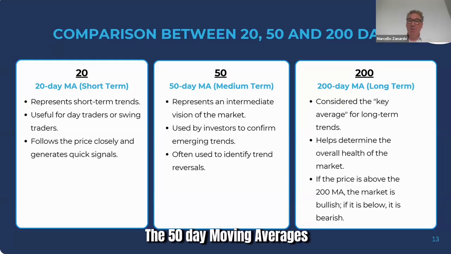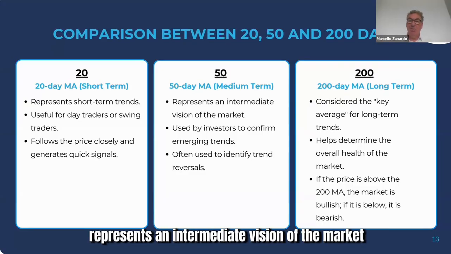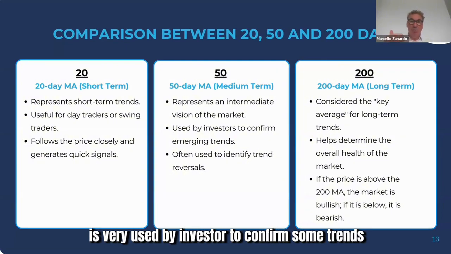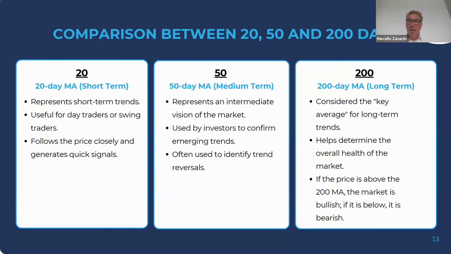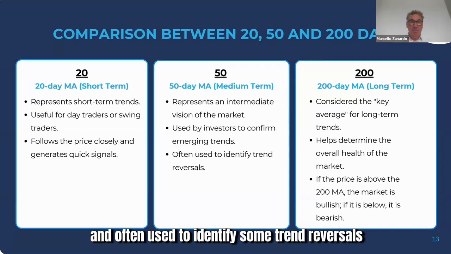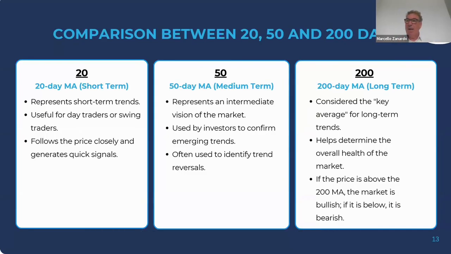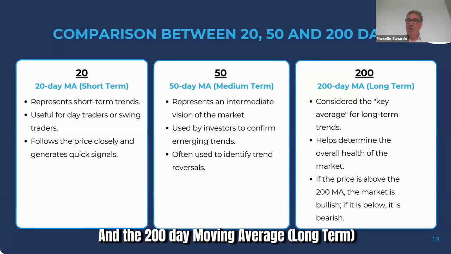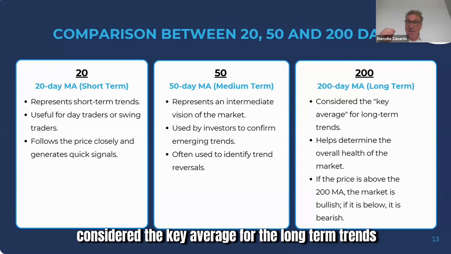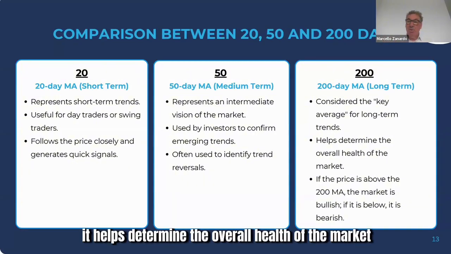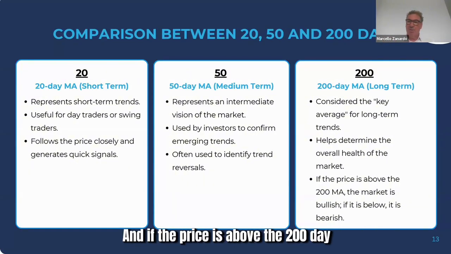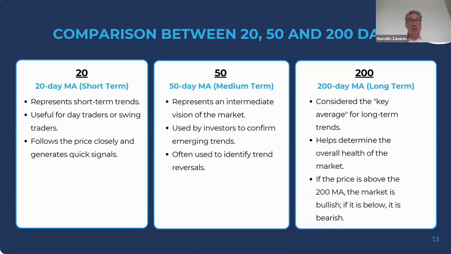The 50-day moving average represents an intermediate vision of the market. It is very used by investors to confirm some trends and often used to identify some trend reversals. And the 200-day moving average, long term, is considered the key average for the long-term trends. It helps determine the overall health of the market or the stock. And if the price is above the 200-day, the market is bullish.